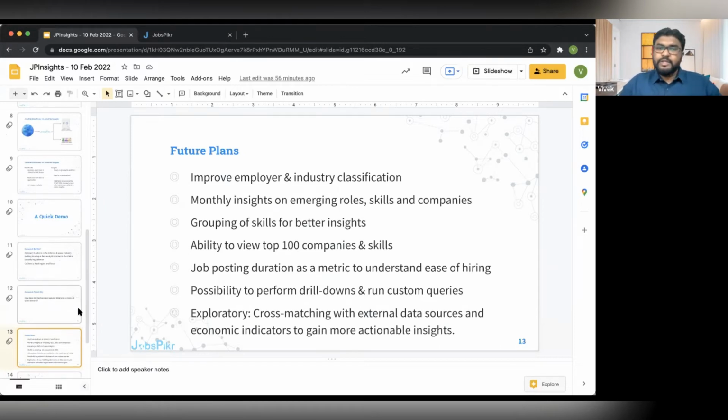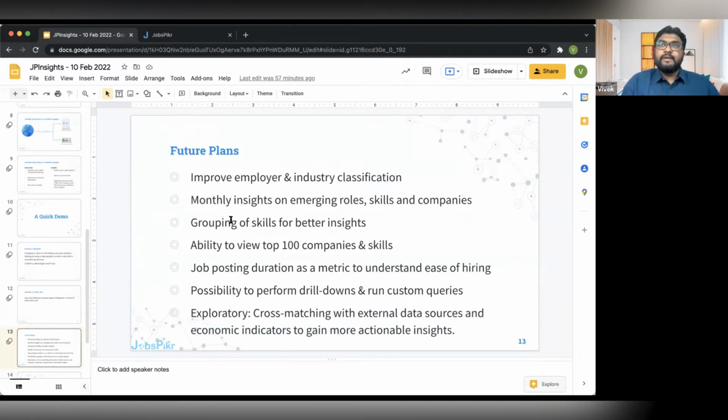So future plans, definitely we are looking at improving the current set of insights and adding deeper insights into the application. Improvement of employer and industry classification. We do know that it is an approximation that we are doing, and there is still a lot of scope for us to improve on that dimension of data.